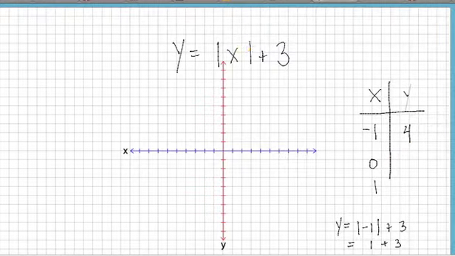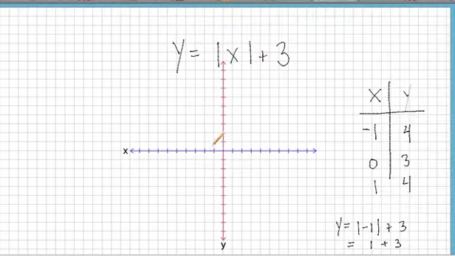0 is really easy to plug in. If we plug in 0, what we would get is y equals 0 plus 3, which is 3. 1 similarly is also very easy to plug in. If we plug in 1, we get y equals 1 plus 3, which is 4. Let's go ahead and plot that.